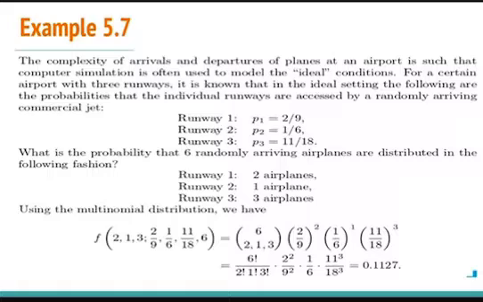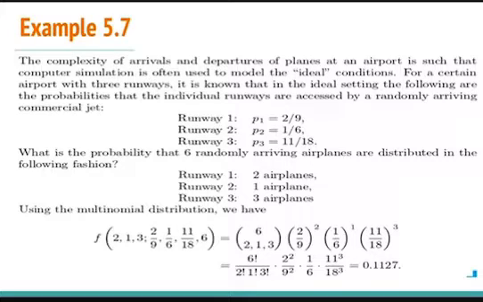Runway 1, 2 planes make use of runway 1. Runway 2, 1 plane. Runway 3, 3 planes. If you add all those planes together, 2 plus 1 plus 3, that becomes 6, right? So now, using the multinomial, we can find the joint probability of that. If 6 planes arrive, the joint probability that 2 planes will use runway 1, 1 plane will use runway 2, and 3 planes will use runway 3, which means we basically want to find the probability of the joint.